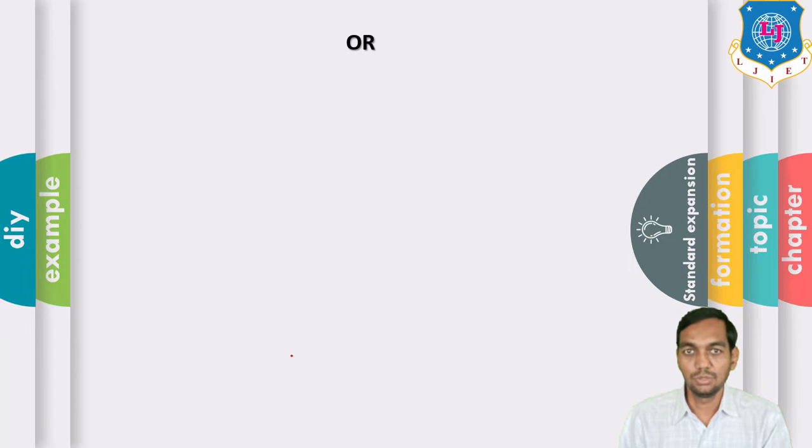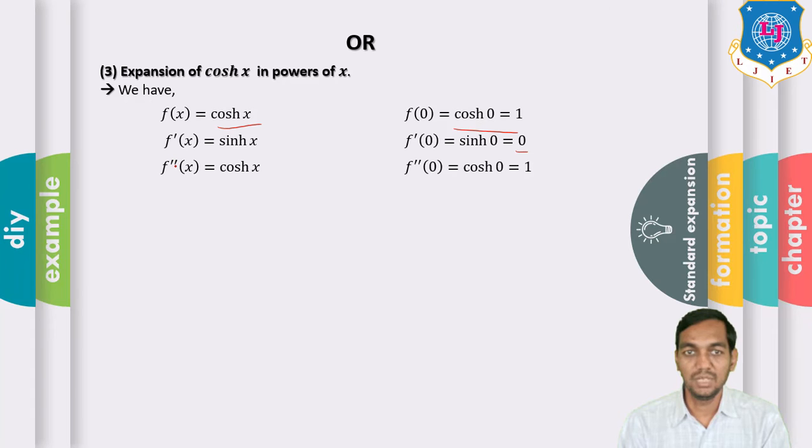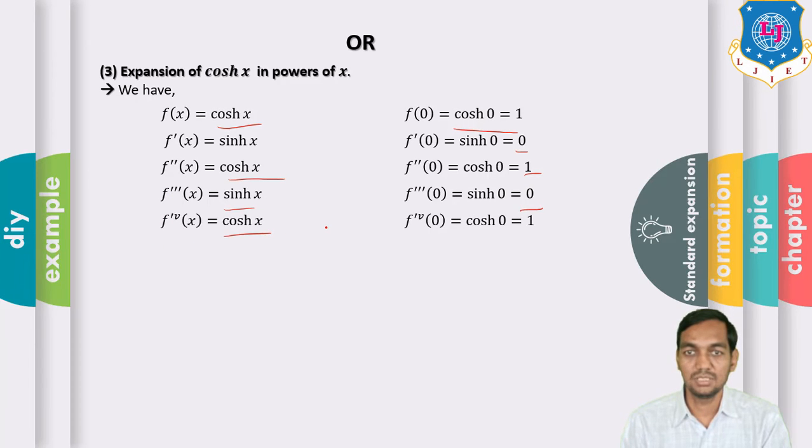Okay. Or you can write down the expansion of cos hyperbolic x in powers of x. So we have cos hyperbolic x, and we are starting with the derivatives. Cos hyperbolic 0 has a value 1. The derivative of cos hyperbolic is sin hyperbolic, but sin hyperbolic 0 has a value 0. In the same manner, the double dash is cos hyperbolic x and it has a value 1 at 0. The triple dash will be sin hyperbolic, and it has a value 0. The 4 dash is cos hyperbolic, and it has a value 1. The 5 dash has a value 0.